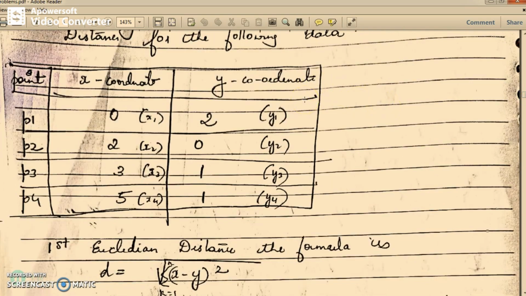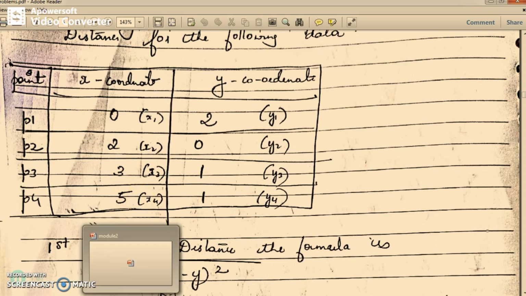See this data set. First of all, the problem is to find the Euclidean distance for the given data set, and you can see here the data set is something like this. The X coordinate list is given, the y coordinate list is given, and this is information about 4 points, P1, P2, P3 and P4. The coordinates of P1: x coordinate is 0 and y coordinate is 2. P2 is 2 and 0, P3 is 3 and 1, and finally P4 is 5 and 1. You can also call these x1, y1, the coordinates of P1, x2, y2 coordinates of P2, x3, y3 coordinates of P3, and x4, y4 coordinates of P4.